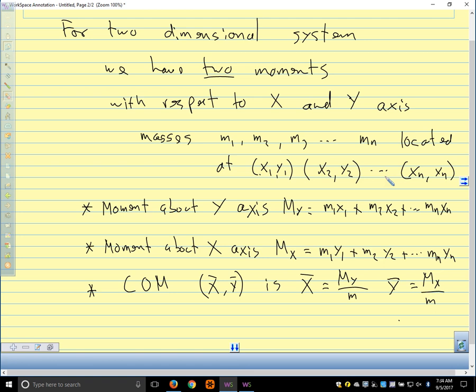And if you had something like that and you tossed it in the air, the system would move as if all the mass were concentrated at the center of mass.